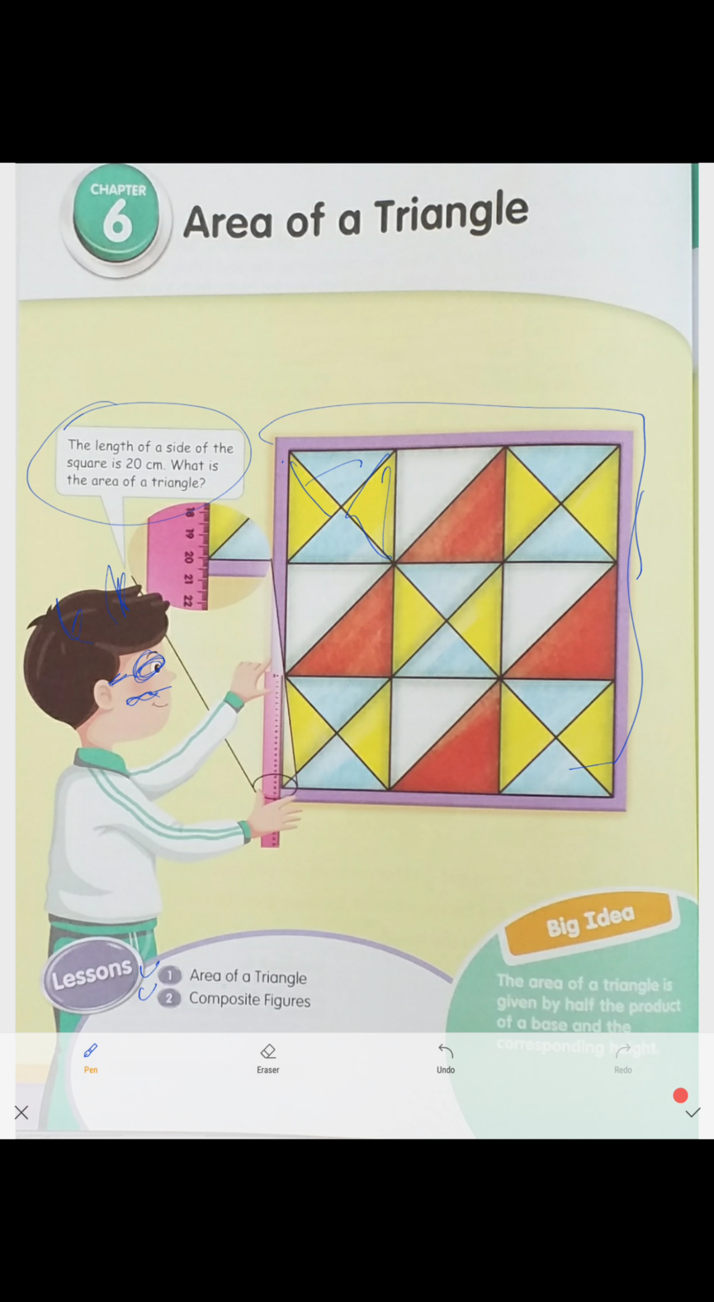So these are two lessons. Area of triangle, composite figures, right? So in the refresher course, maybe you remember what is a composite figure. We're gonna talk about this. All right, let's get started.